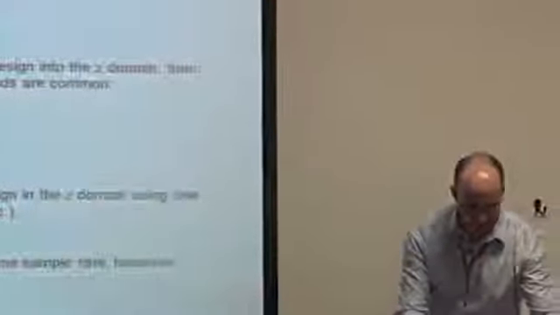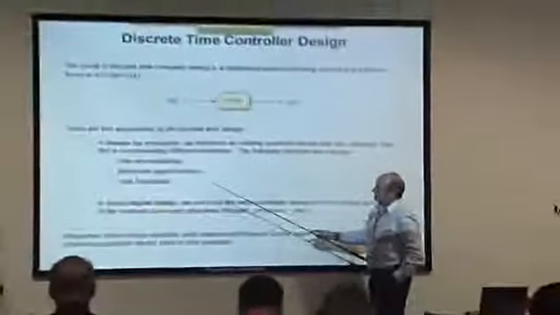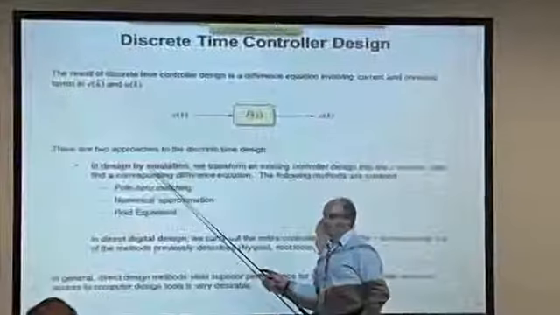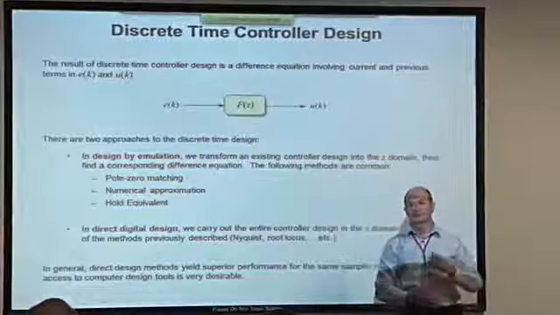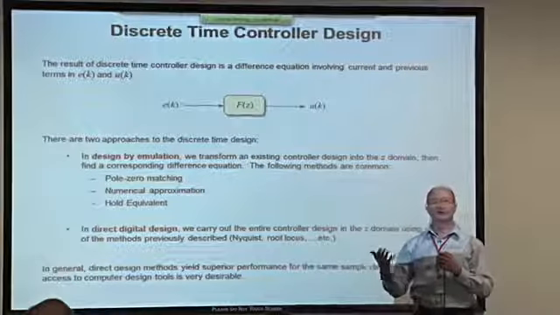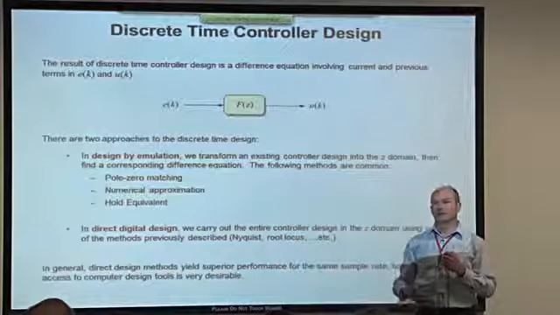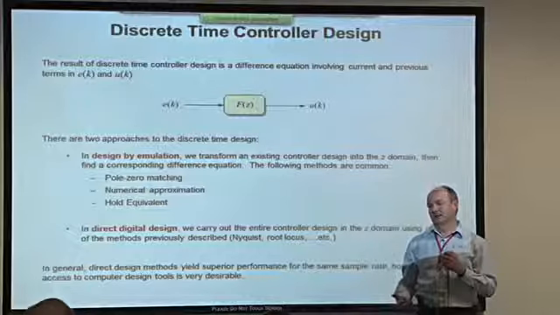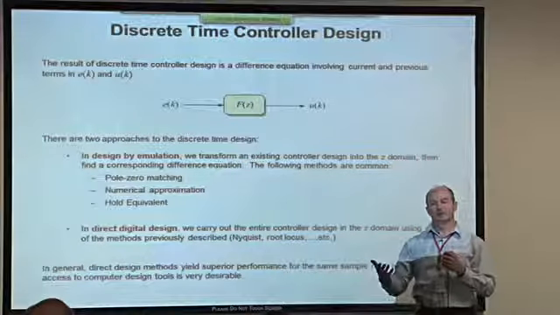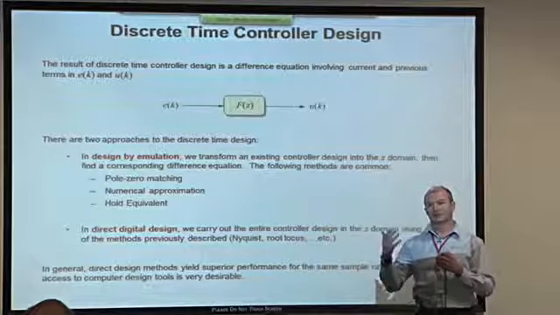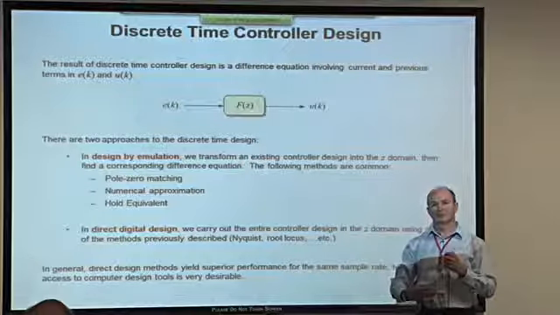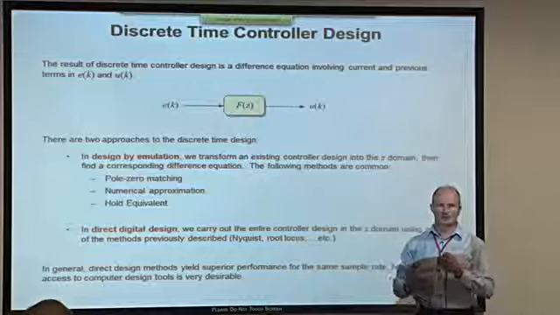I'm going to approach design in two different ways, the two fundamental ways of doing it. The first is called design by emulation, emulation implying copying. The idea here is to start with an existing controller that we've already designed in the Laplace domain, and we are going to attempt to replicate the performance of that controller in the discrete domain by transforming its transfer function into the Z domain using a set of rules.